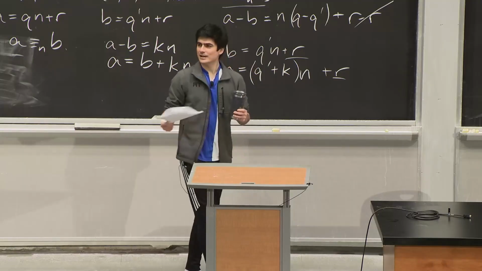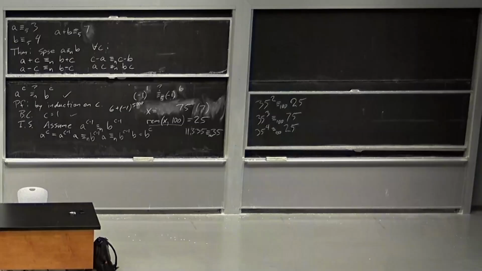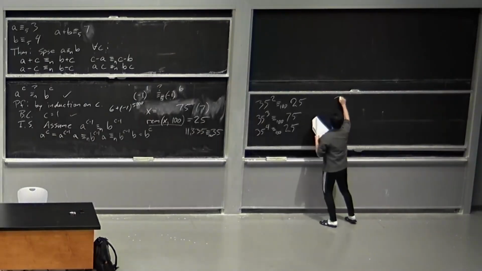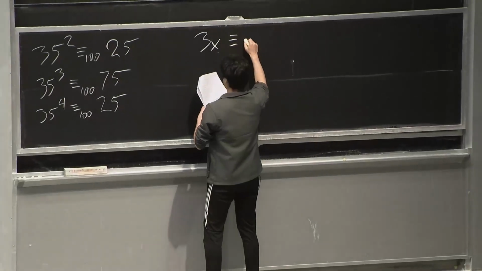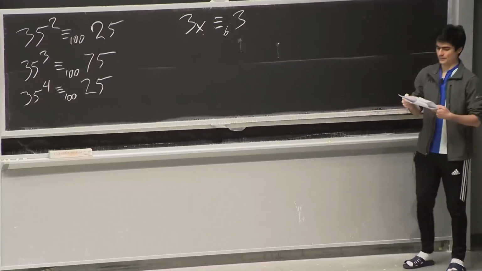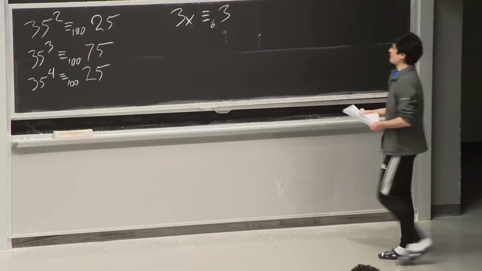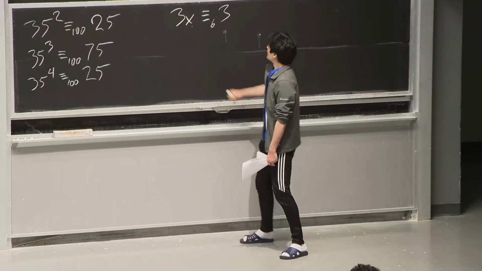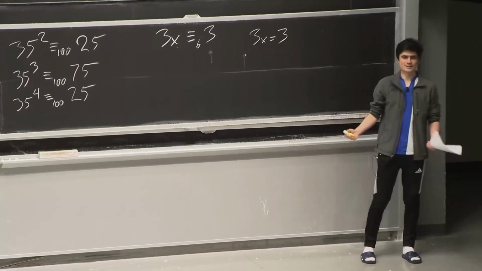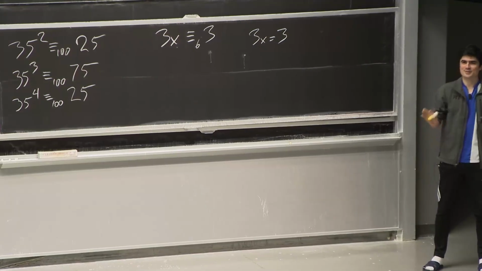So we've seen how to add, subtract, multiply, and how to change the bases of exponents. What about division? Are we allowed to divide modulo n? So suppose we have 3x is congruent to 3 modulo 6. If we had this over the integers, say, or over the reals, I guess reals are a better example, if we just had 3x equals 3, how would we solve this for x? It's not a trick question, I promise.